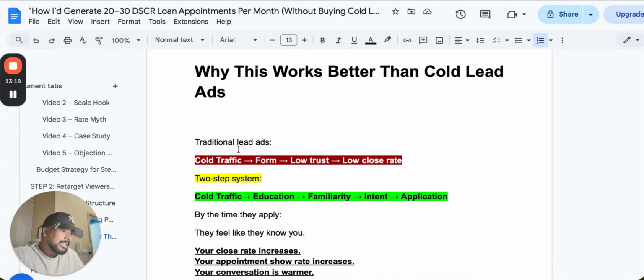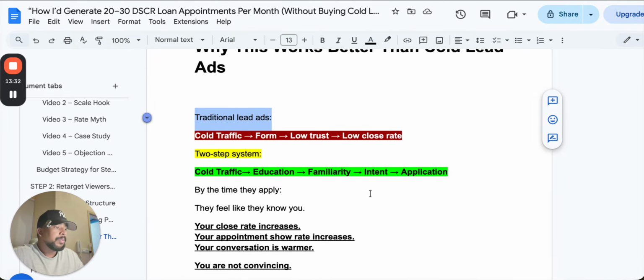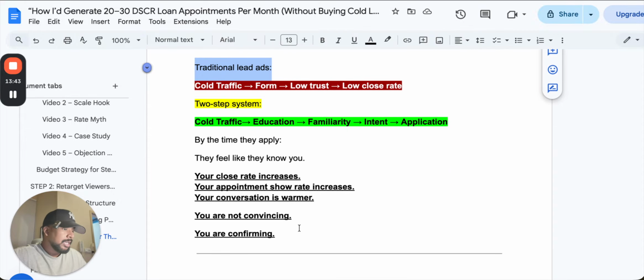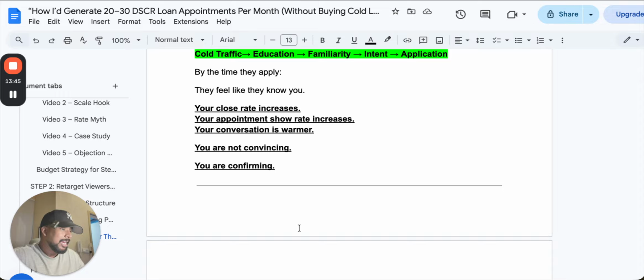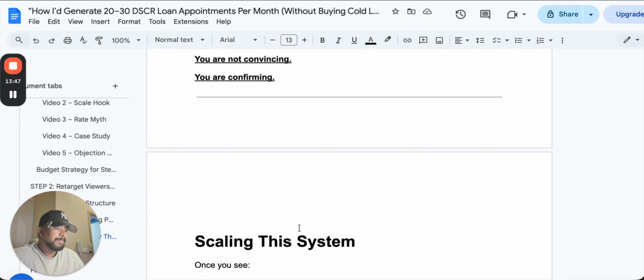So why does this work better than a cold lead ad? Cold traffic on a lead ad form means low trust and a low close rate, that's what traditional lead ads are. But this 2-step system converts cold traffic into people who are actually interested: familiarity, intent, and then application. By the time the leads apply, they feel like they know you, so your close rate increases, your appointment rate increases, your conversation is warmer, and you're just confirming and selling more and more people. That's pretty much it.